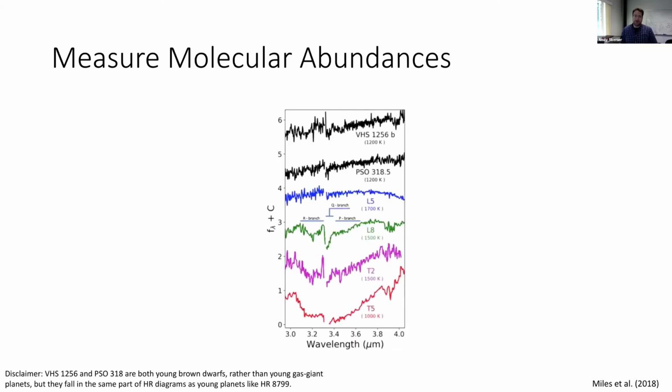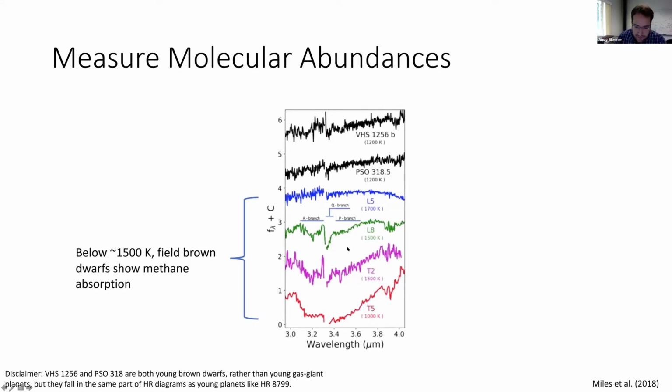Okay, another thing you can do with spectra is measure molecular abundances. Here I'm showing a bunch of older brown dwarfs and then younger objects from 3 to 4 microns. What you can see is that above about 1700 Kelvin there's not much of a feature here, but below about 1500 Kelvin you get this huge absorption feature, which is due to methane. That's what we expect to see in giant balls of gas that are colder than 1500 Kelvin.